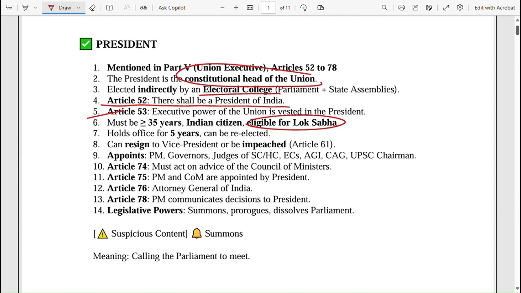The President holds office for 5 years, and can be re-elected as well. So the same person can stand again. Whereas in the USA, it is only for 2 years.